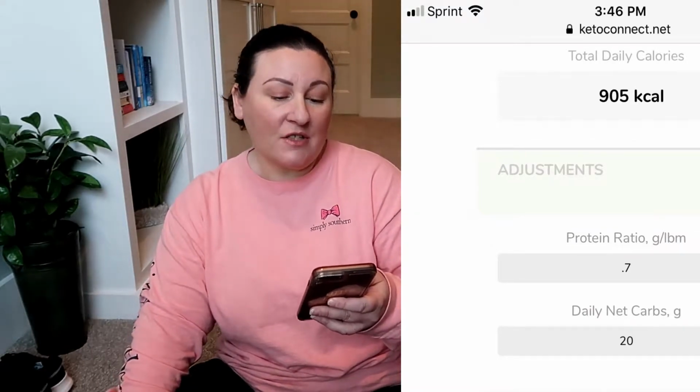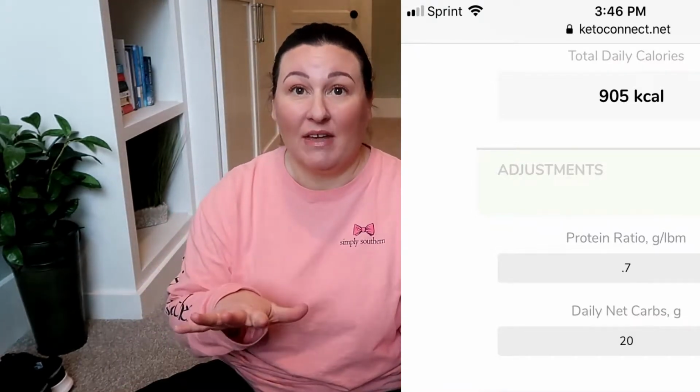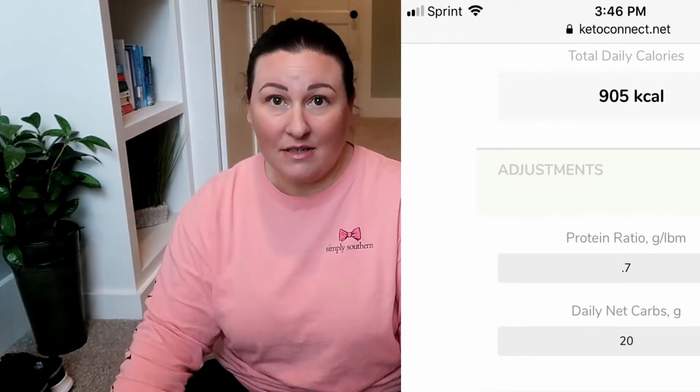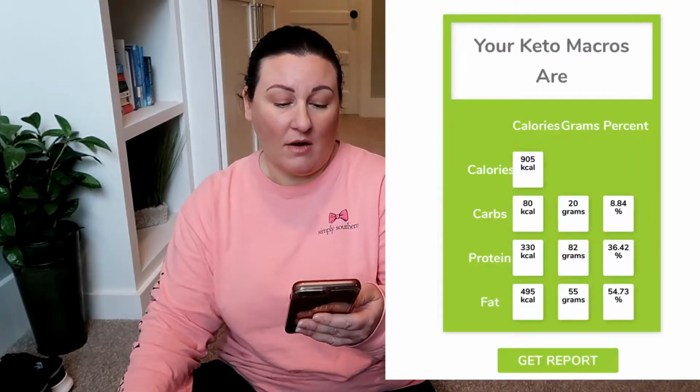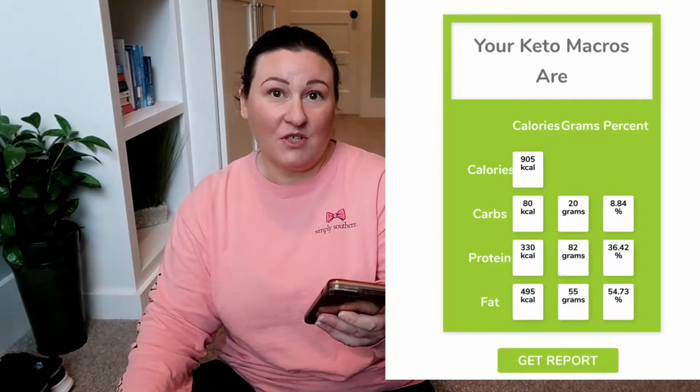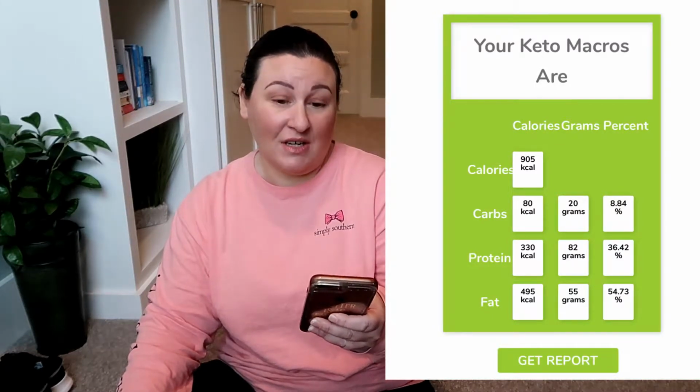And then it also has daily net carbs. It sets it at 20, and that's where I want you to leave it. If for some reason you want to change that number, you can. You can decide you want less carbs or you want more carbs. 20 is a really good place to start. So just leave that at 20. So here's the next section. Your keto macros are shown right here, and then you push get report.